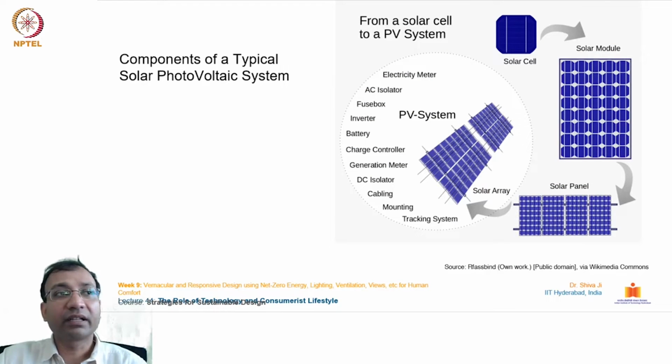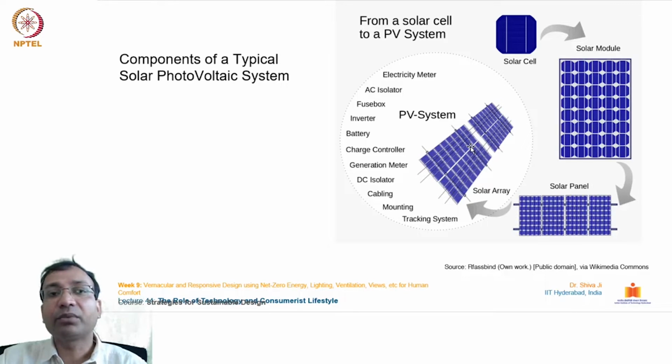Moving on, let us see how solar photovoltaic cells and panels work. You can see the unit solar cell here on the top. A number of these solar cells form a solar module, and a number of these modules form a solar panel. Then several units of panels together form the solar array. So you see how it increases in scale.